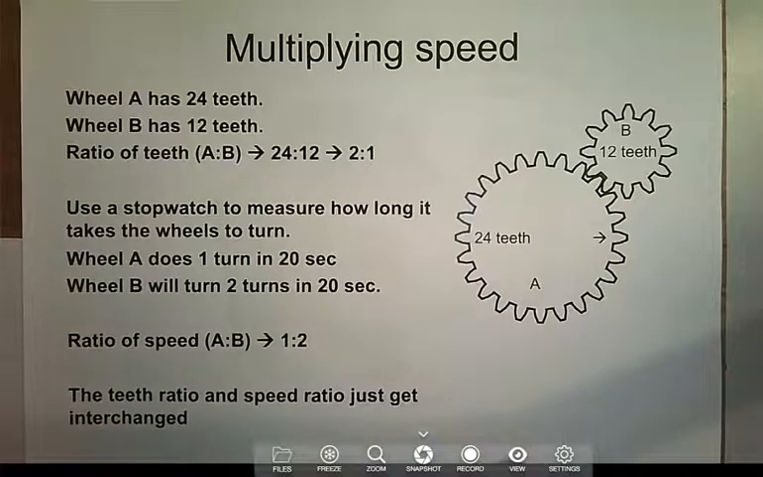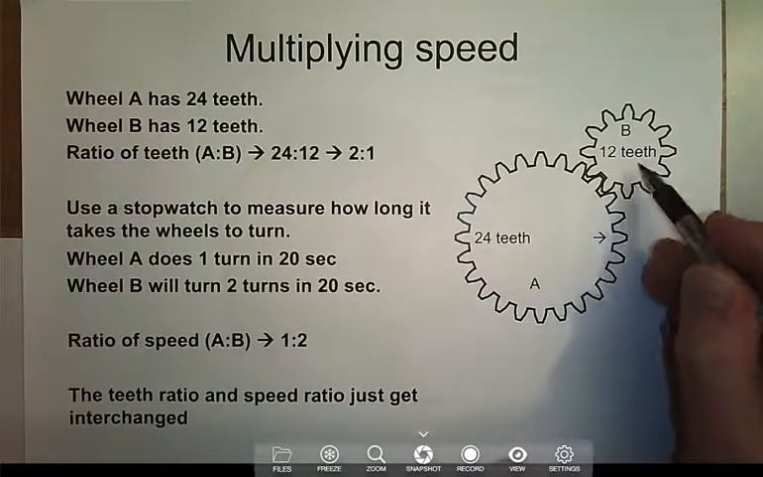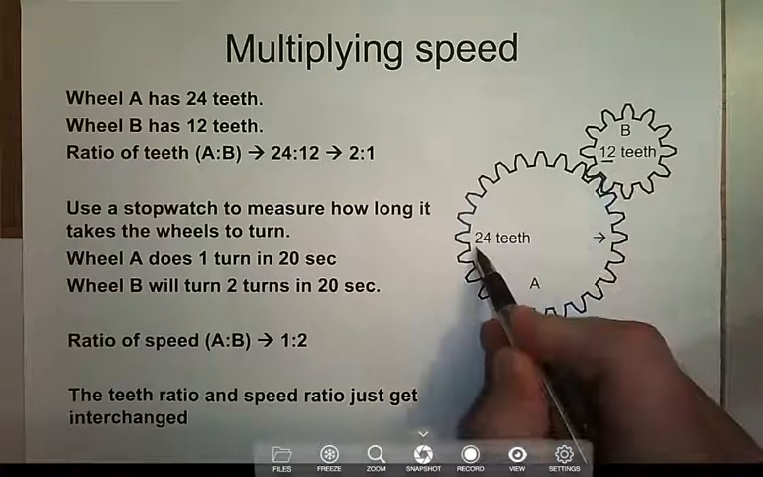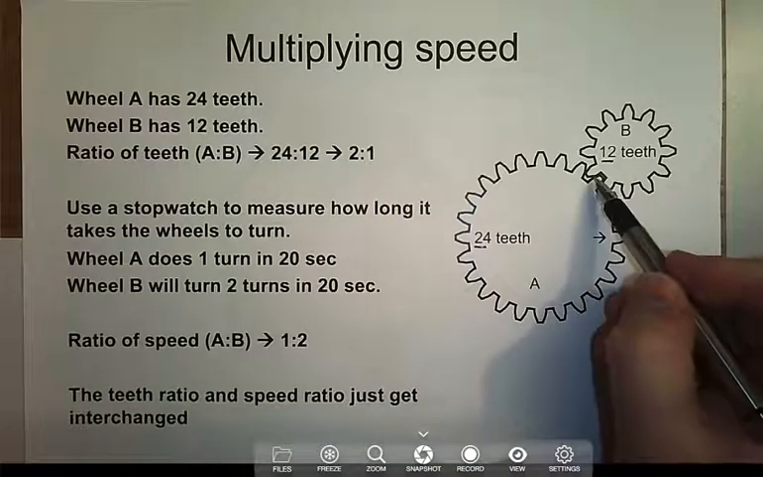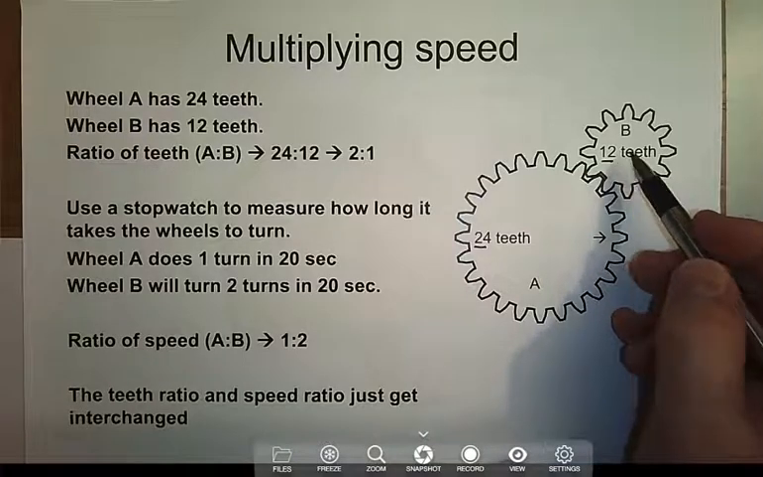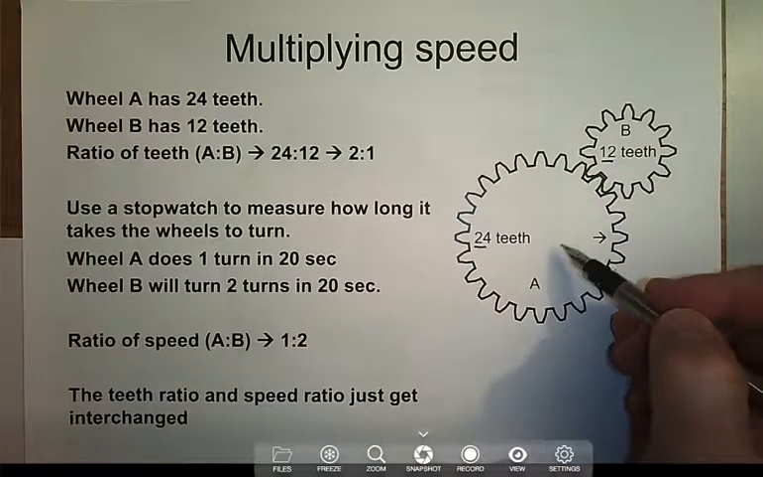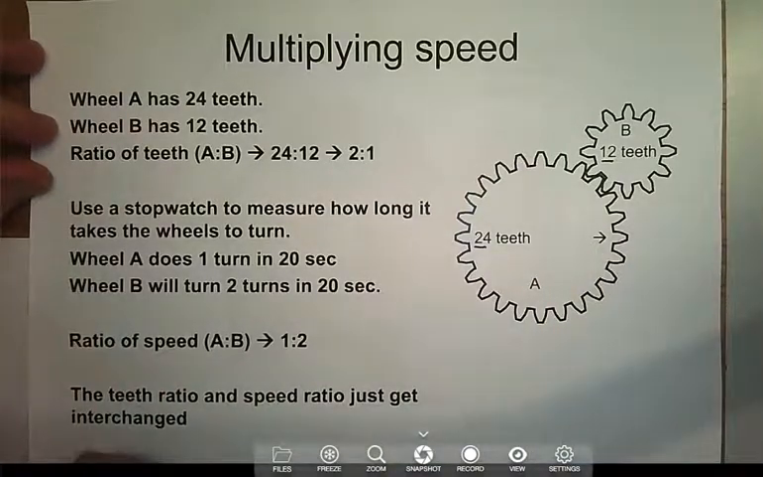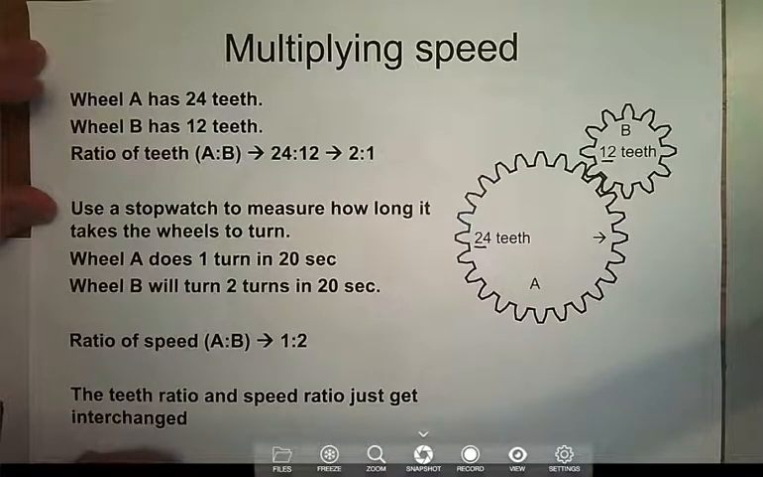So, in this example, we have two gears. One has 12 teeth, one has 24. The gaps between the teeth are the same. So we can see that wheel B is half of wheel A. Logically, wheel A has 24 teeth, wheel B 12 teeth. So the ratio of teeth of A to B is 24 to 12. Reducing that down to the lowest common ratio, it is 2 to 1.